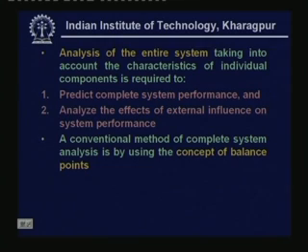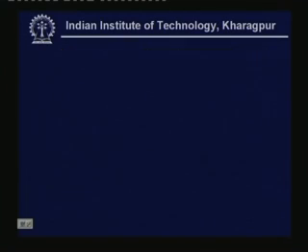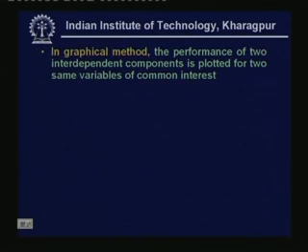A conventional method of complete system analysis is by using the concept of balance points. Balance points can be obtained either graphically or mathematically. In graphical method, the performance of two interdependent components is plotted for two same variables of common interest.